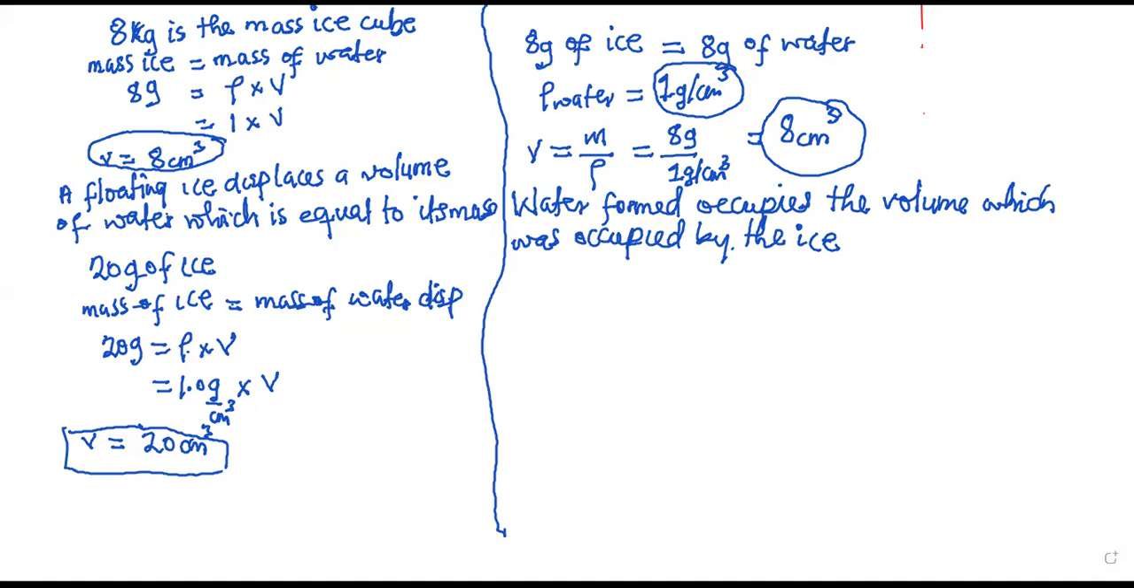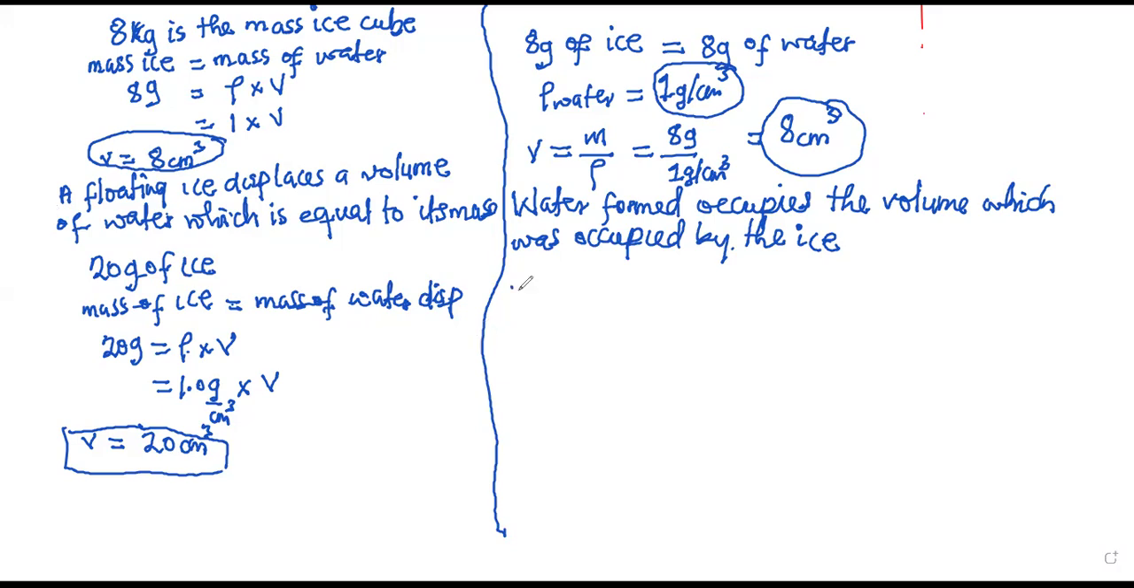Yes, please. Okay, so this is the reason why the volume of water after the ice is melted will never change. Whatever the mass is, it will displace a volume of water equal to its mass. And so when the ice melts, the volume of water formed is equal to the volume which was displaced by the ice. So it just fills the same volume and it becomes the same.